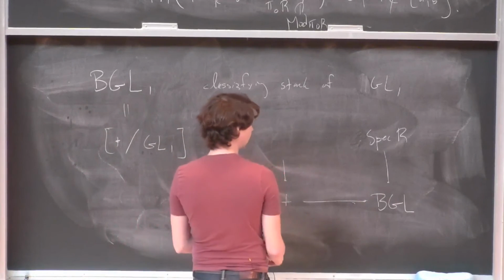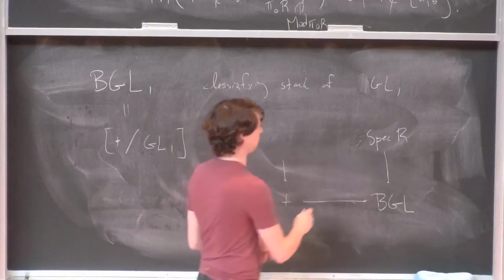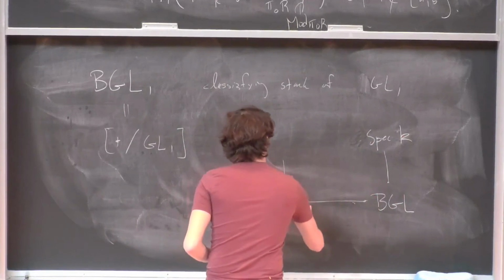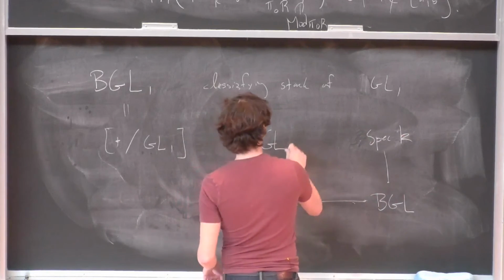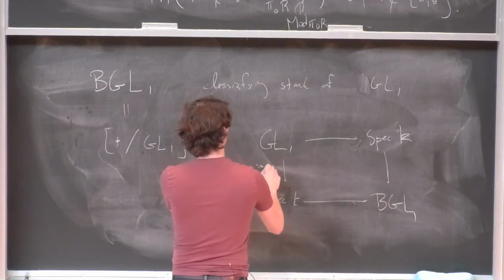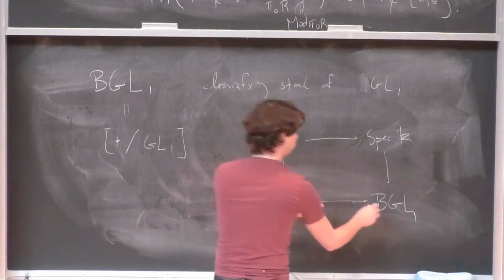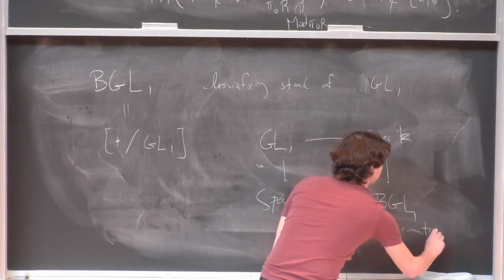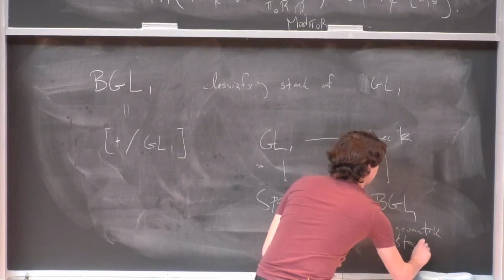then up here, what do I actually get? Let's map spec K into here, and the point is spec K. So then I get GL1 again. And this morphism is smooth. And so this is, in fact, a smooth one geometric stack.